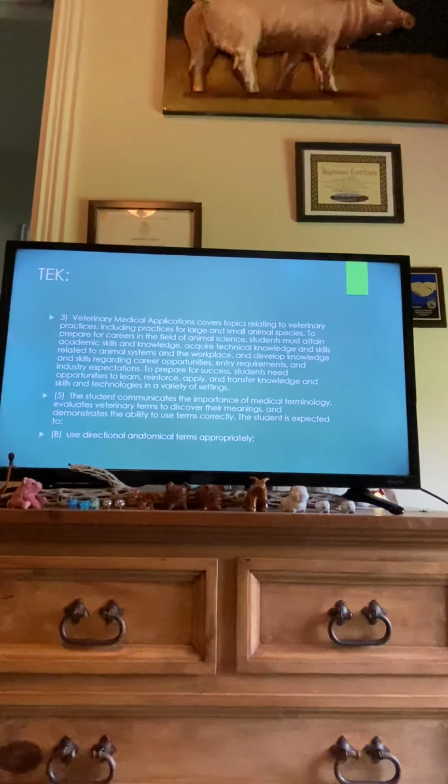The student communicates the importance of medical terminology, evaluates veterinary terms to discover their meanings, and demonstrates the ability to use terms correctly. The student is expected to use directional anatomical terms appropriately.